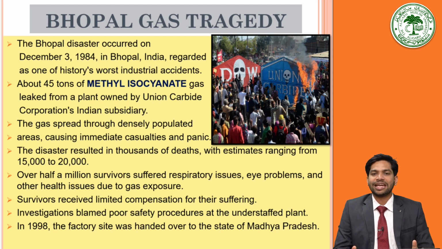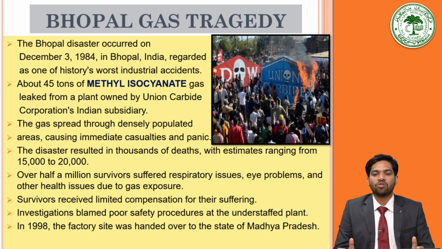On December 3rd, 1984, approximately 45 tons of methyl isocyanide gas leaked from an insecticide plant owned by the Indian subsidiary of the American firm, the Union Carbide Corporation. The toxic gas spread across densely populated neighborhoods, resulting in the immediate deaths of thousands and causing panic as tens of thousands attempted to flee Bhopal. The final death toll was estimated between 15,000 and 20,000.